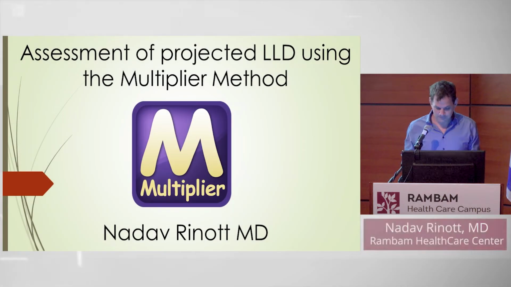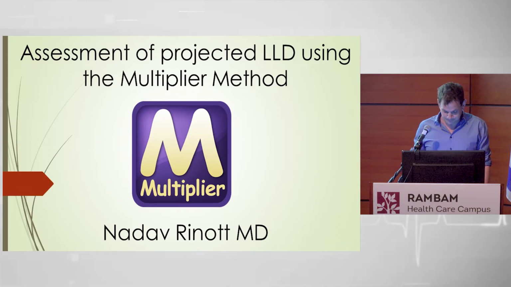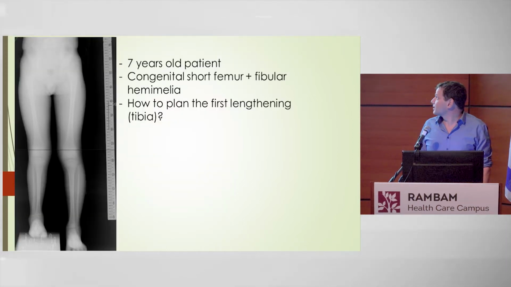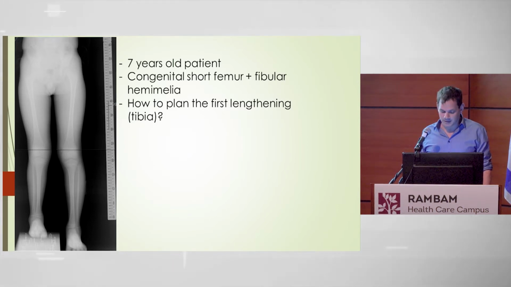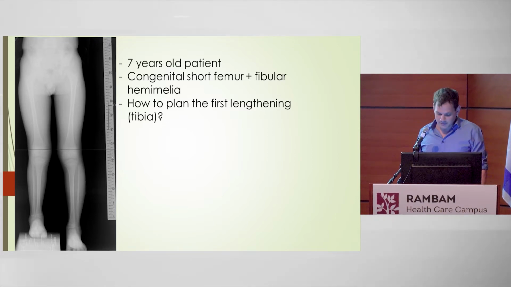Good afternoon. I will talk briefly about predicting the LLD using the multiplier method and the multiplier application. I'll start with an example. This is a 7-year-old male patient with congenital short femur and fibular hemimelia. At the age of 7, we wanted to start the first lengthening of the tibia with external fixator. The femur was planned to be lengthened later with internal device.